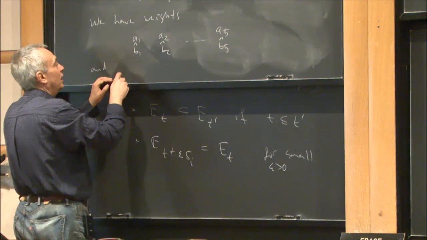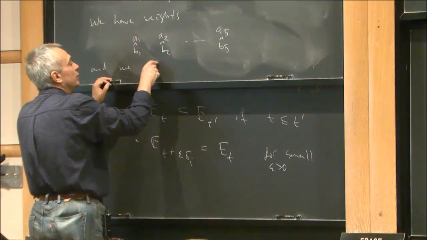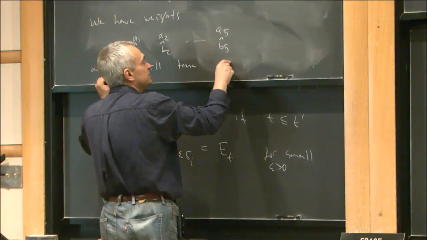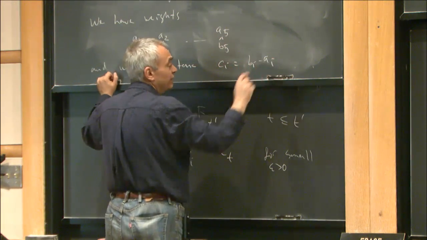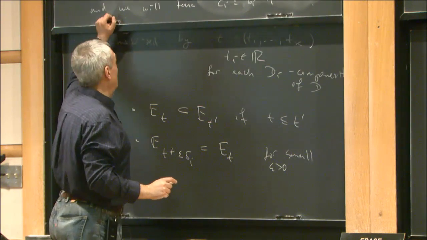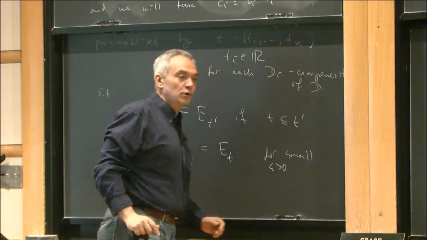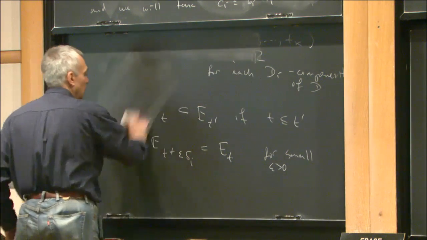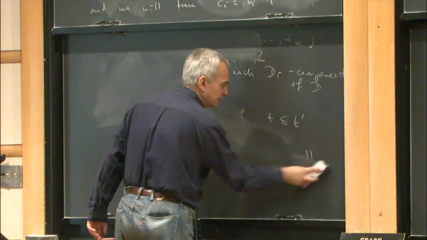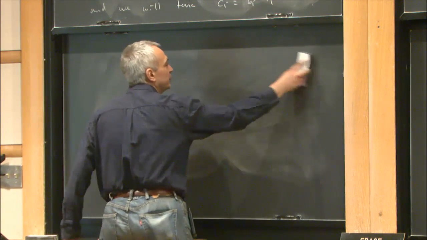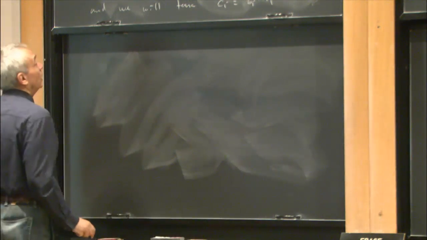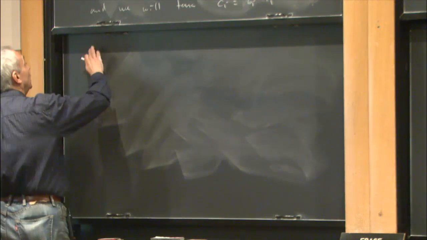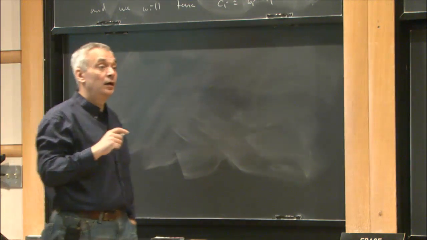And we will take Ci to be Bi minus Ai. Everything will depend only on that. And I will assume that they're all equal. It doesn't change the moduli space. The behavior of the moduli space is uniquely determined by these numbers. The thing that changes genuinely is if Ai and Bi cross each other.